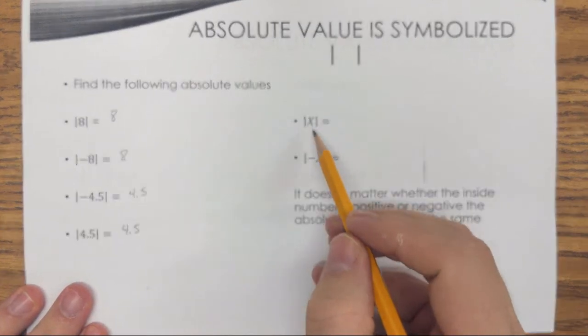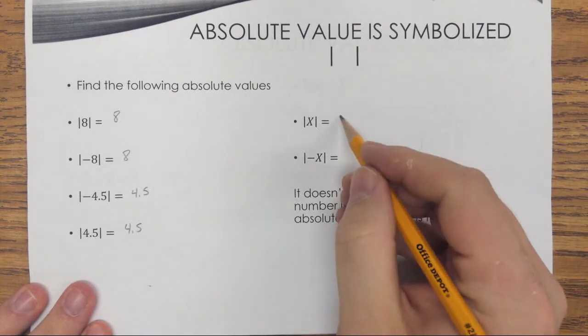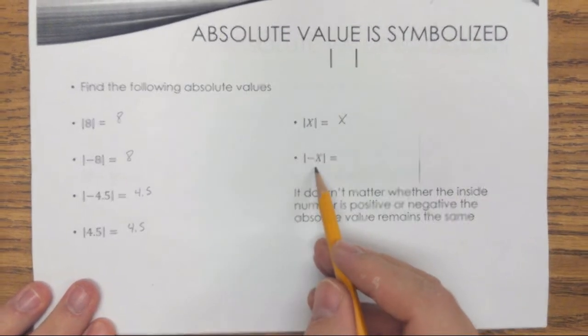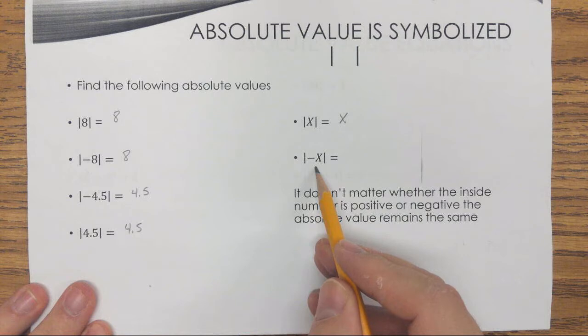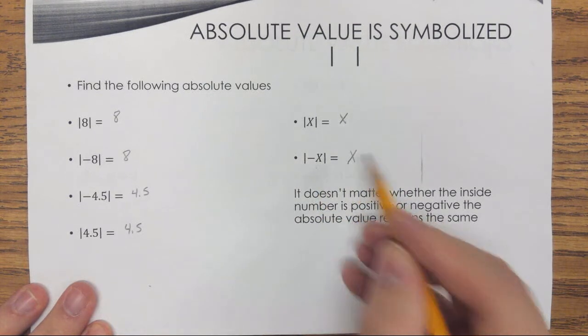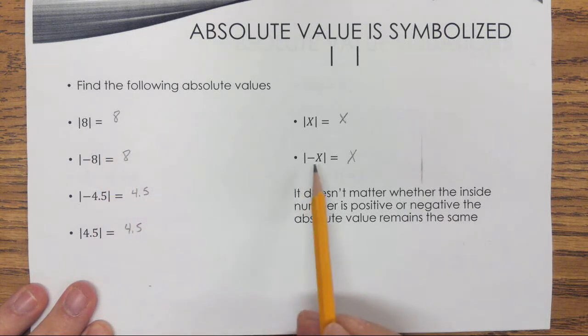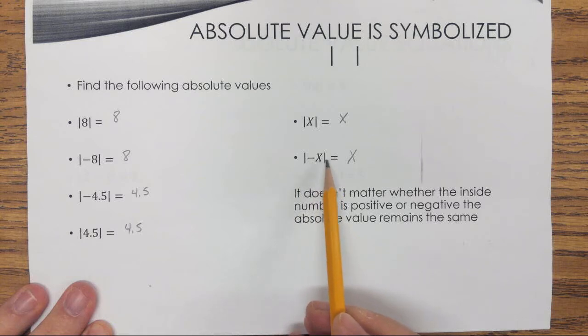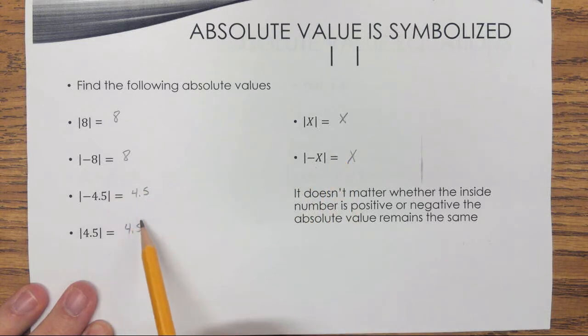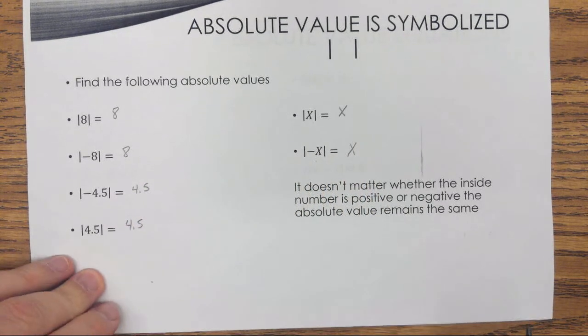What's the absolute value of x? Well, it has to be x. And the absolute value of -x? That's also x. Okay. It doesn't matter whether the inside number is positive or negative, the absolute value remains the same. So in other words, the distance away from 0 is always going to be that positive number, no matter what the number is.